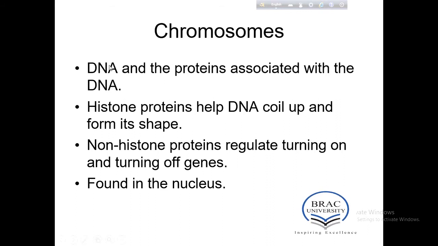Basically a chromosome is composed of DNA and nuclear protein compacted together in a supercoiled form, and these proteins are histone and non-histone. Histone proteins help in DNA coiling and forming its structure, or giving its shape. The non-histone protein regulates whether a gene will be turned on or expressed or not, and all of them are found in the nucleus.